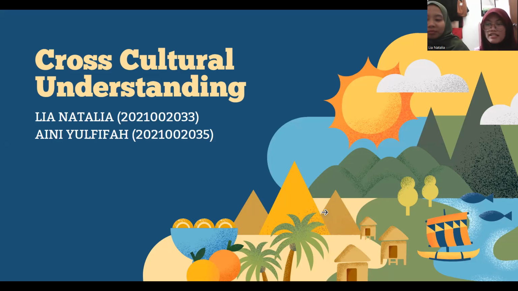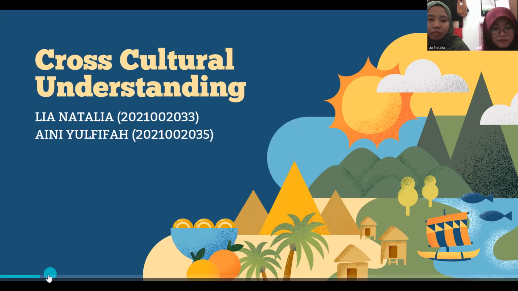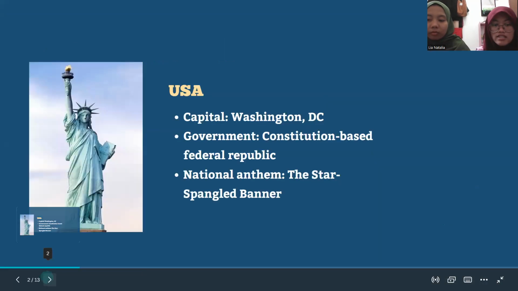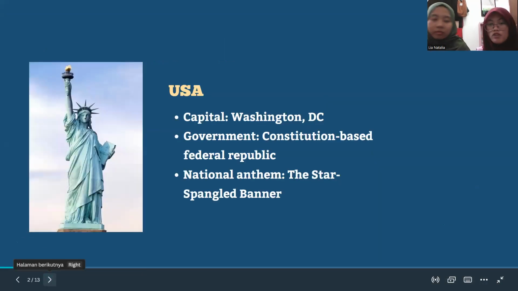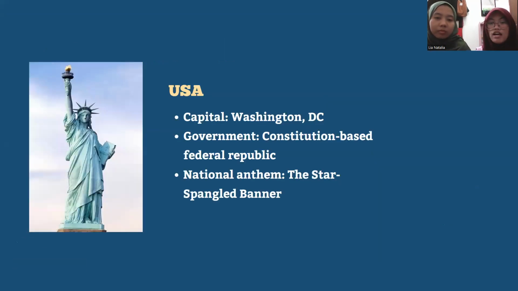We will present about the similarities and the differences between USA, Australia, New Zealand, Philippines, and Singapore. Let's start. The first is USA. The capital of USA is Washington and the government of USA is a Constitution-based Federal Republic and the national anthem is the Star Spangled Banner.